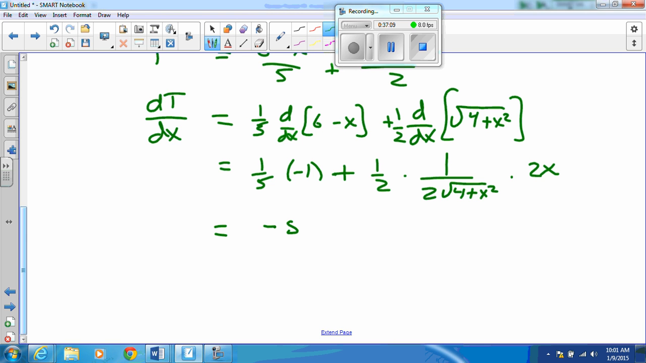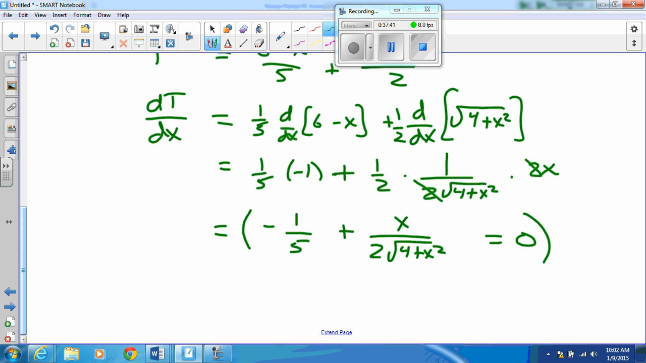Now we need to simplify this because we're about to do some algebra with it. Cancel one factor of 2 there. This gives me x over 2 root 4 plus x squared, and all of this is equal to 0 in order to find critical points. At first, this equation looks really intimidating, and then we remember, clear the fractions. Multiply both sides of the equation by the common denominator, which is 5 times 2 root 4 plus x squared.